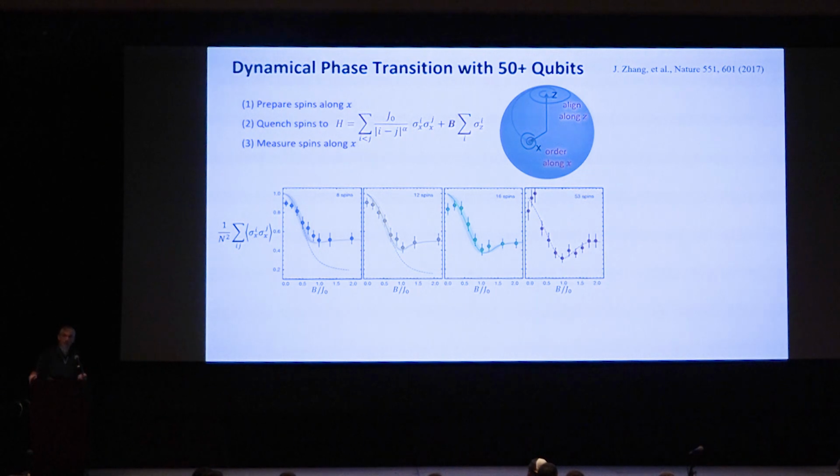Next, we can plot the correlator. Remember, we have access to every spin. In a single shot, we can measure every single spin value and its correlator. So this is a sum over all two-body correlators normalized to 1 over n squared, because there are n squared pairs. And here we're plotting for different numbers of spins in the chain this two-body correlator averaged over all correlators as a function of B over J.